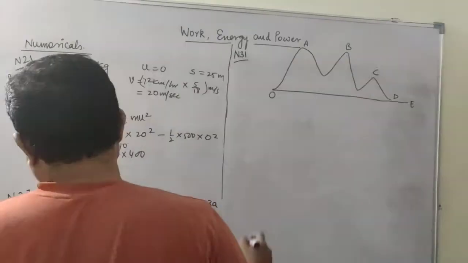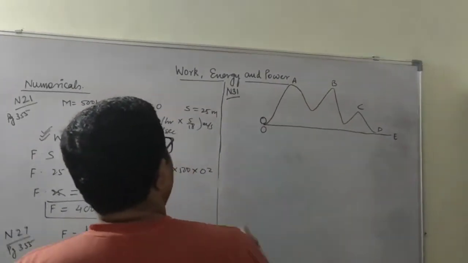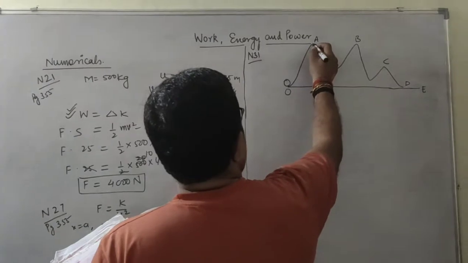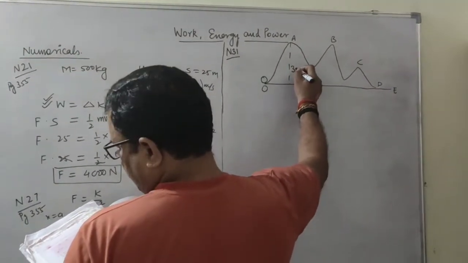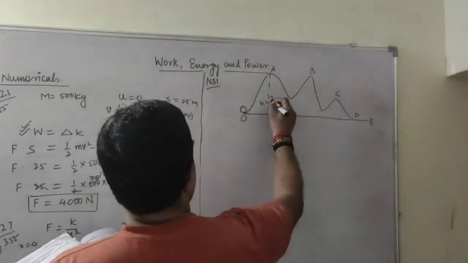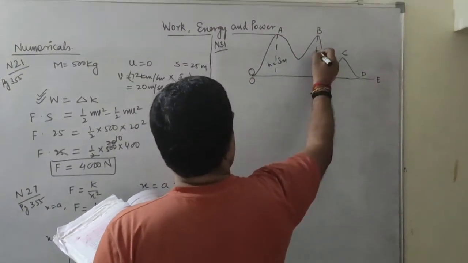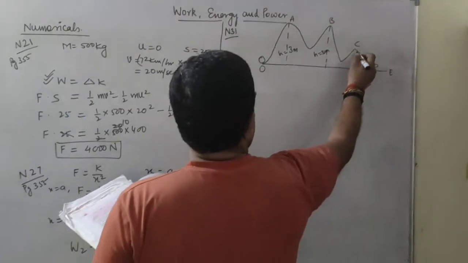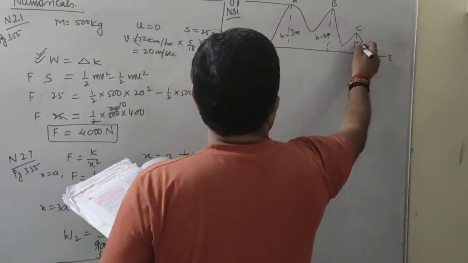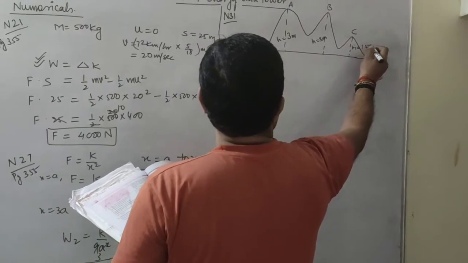Starting from O, a ball is moving. From the ground, this height is 3 meter. It is given, H is equal to 3 meter. This height is again the same, H is equal to 3 meter. But this height is H equal to 1.5 meter.